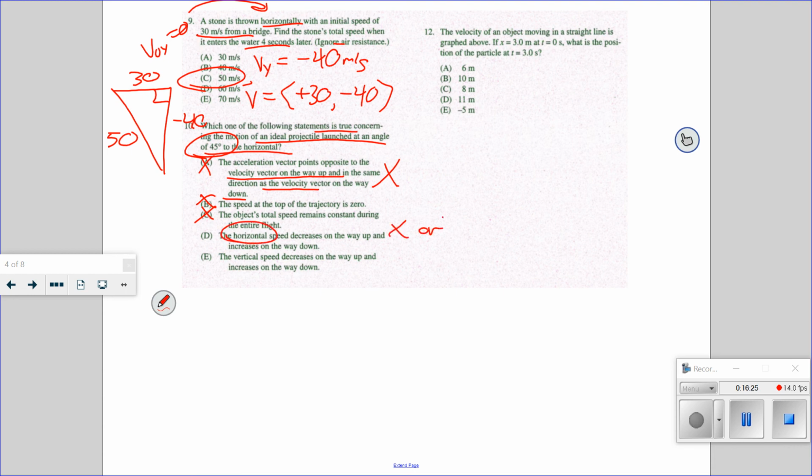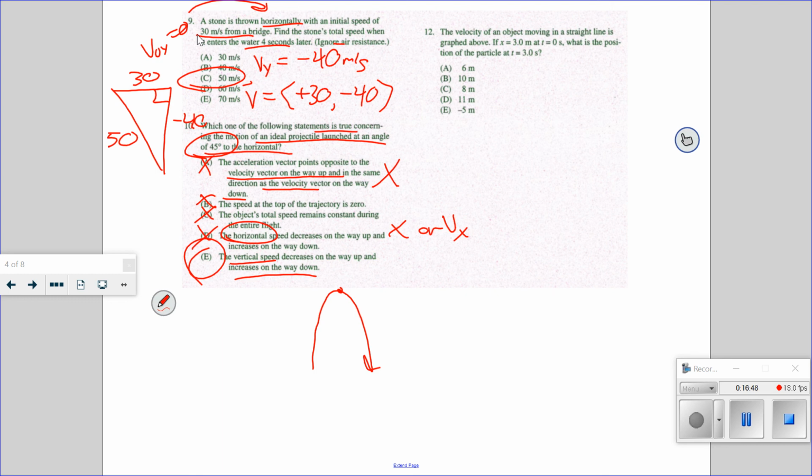The vertical speed decreases on the way up. Oh, yeah. It slows down. And momentarily at the top, the vertical speed is 0. Yeah, 10 has to be E. 9 was C.